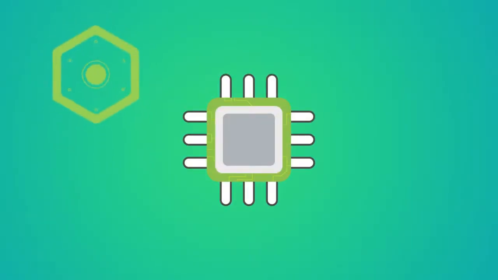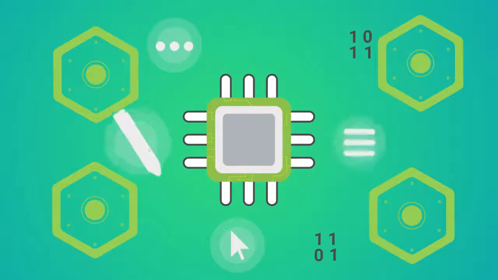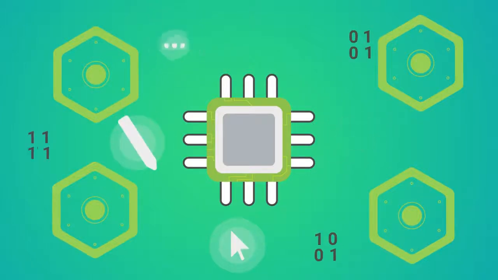The core. The cores are responsible for the processing speed. The more cores a processor has, the more functions it can execute simultaneously without overloading your system.